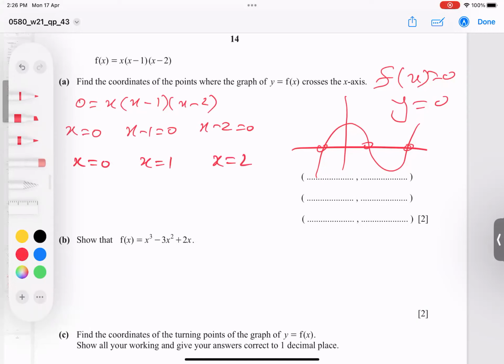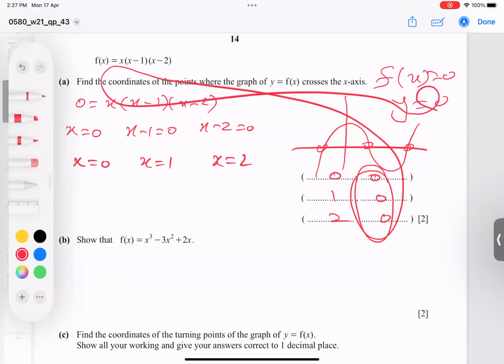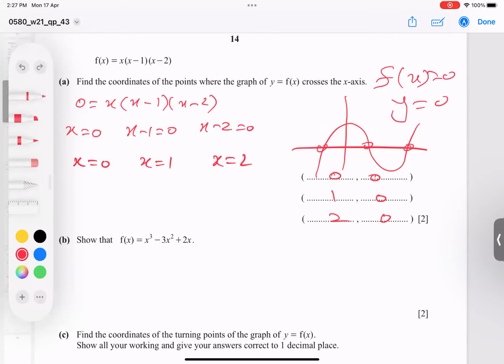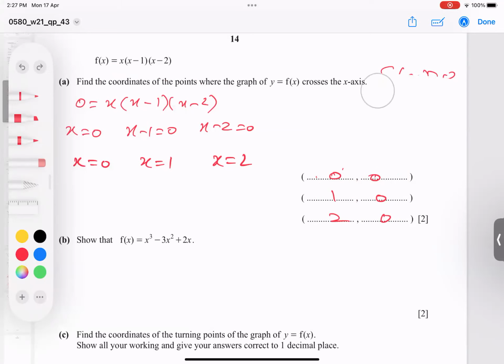So the answers are very clear: (0, 0), (1, 0), and (2, 0), because one thing is common, all y are 0. You see, y is 0 for sure, and the x values are these. Alhamdulillah Rabbil Alameen. It means the diagram is very clear and the concept is very clear. So I put y is 0 or f of x is 0. All right, so the first part is done.